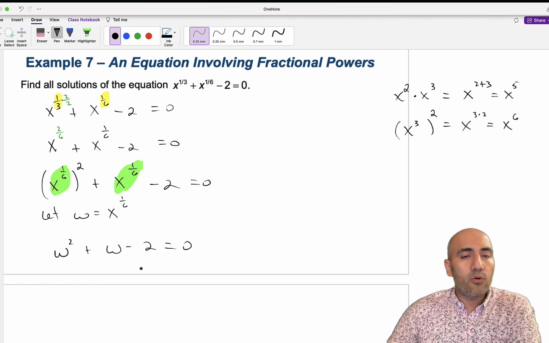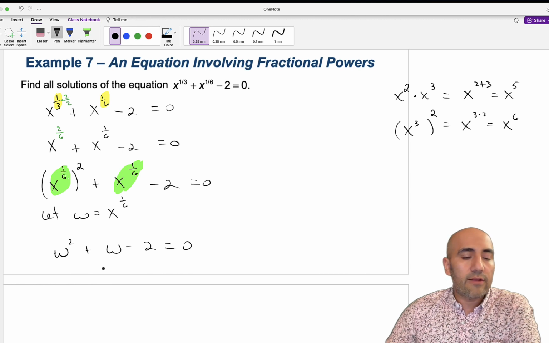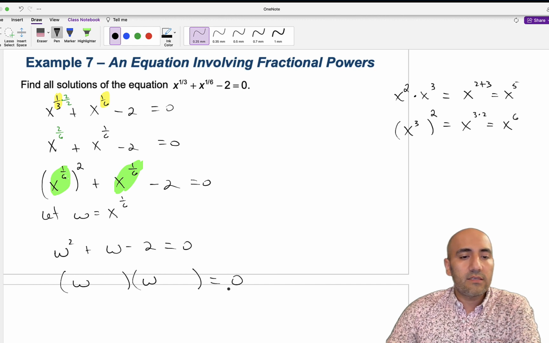Now this is a simple trinomial in the letter w. The leading coefficient is a 1, so hopefully this will factor as w plus something times w plus something. Okay, two numbers that multiply to -2 but add to 1. Well, that should be a 2 and a 1. And let's make this a plus because we need a plus 1 and a minus. So w plus 2 and w minus 1 are the two terms that give you this.